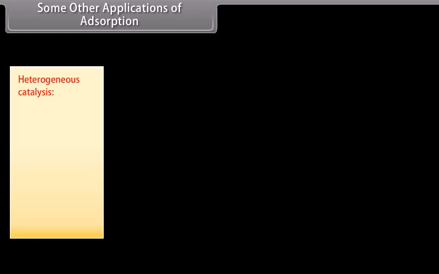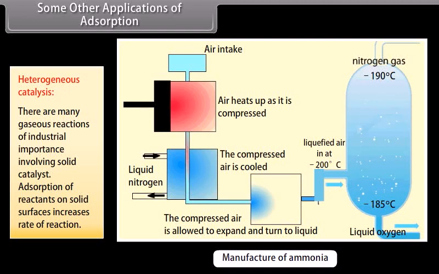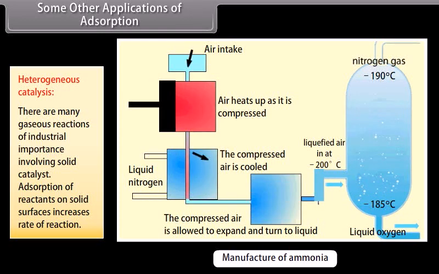Heterogeneous catalysis. There are many gaseous reactions of industrial importance involving solid catalyst. Adsorption of reactants on solid surfaces increases the rate of reaction. For example, manufacture of ammonia, sulfuric acid, and hydrogenation of oils.